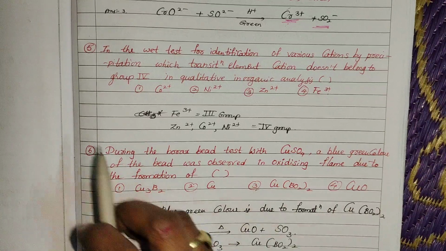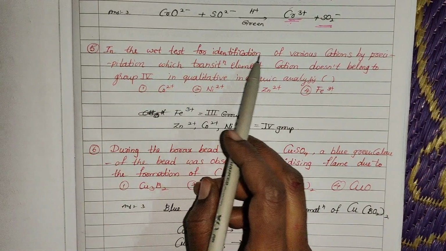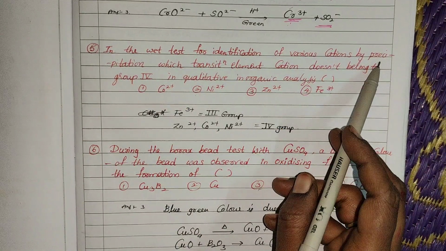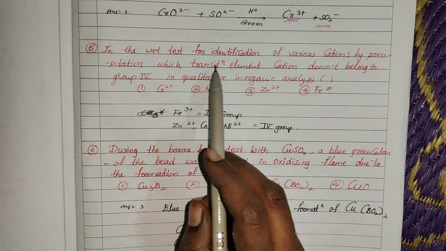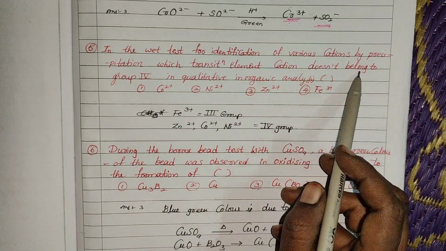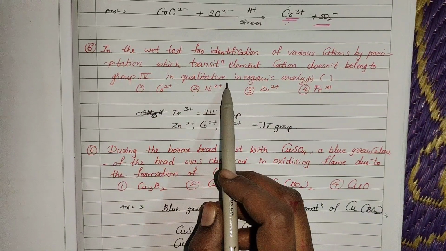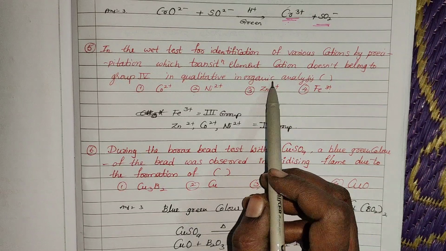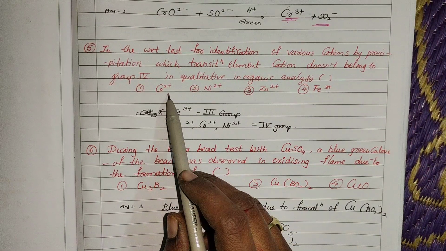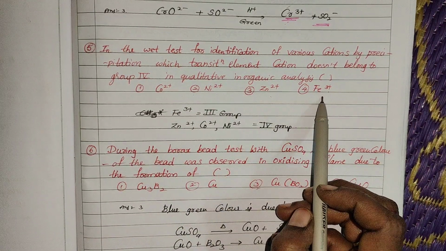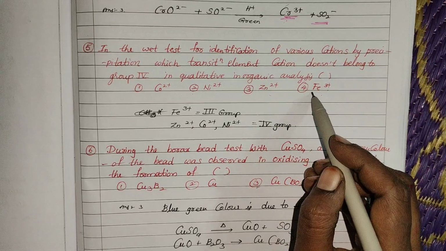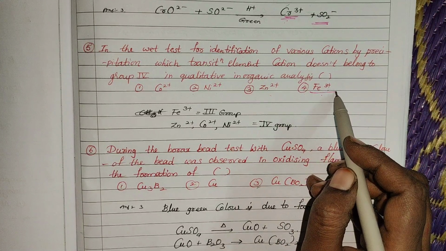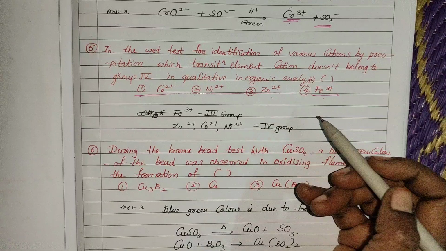Next question. In the wet test for the identification of various cations by precipitation, which transition element cation does not belong to group 4 in qualitative inorganic analysis? Cobalt 2 plus, nickel 2 plus, zinc 2 plus and iron 2 plus. Already you have an idea. Iron belongs to the third group. The remaining 3 belong to the fourth group.